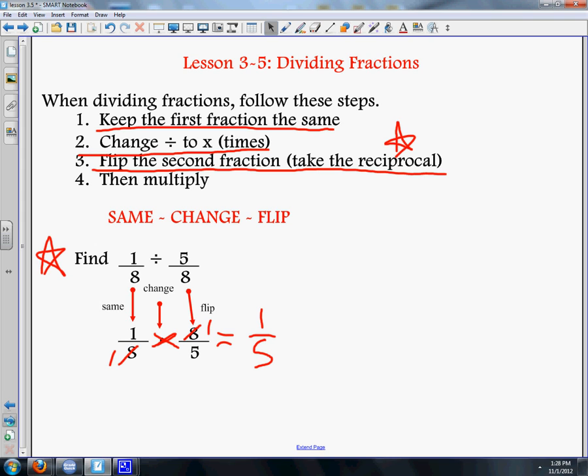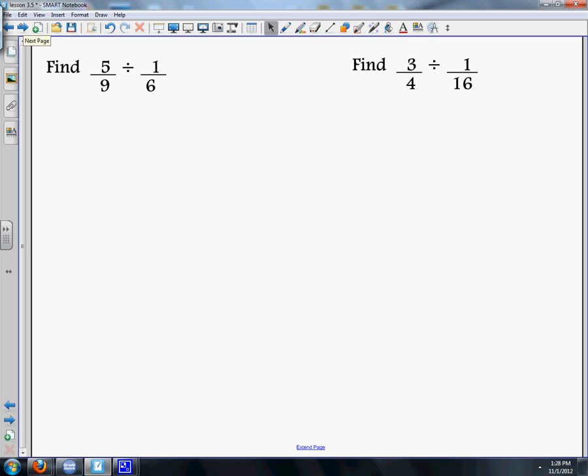Let's do 2 more examples before I let you try these on your own. First one, 5/9 divided by 1/6. So, let's follow the 4 steps. 5/9, we're keeping that the same. Keep the first fraction the same. Division to multiplication, and then 1/6 becomes 6/1.